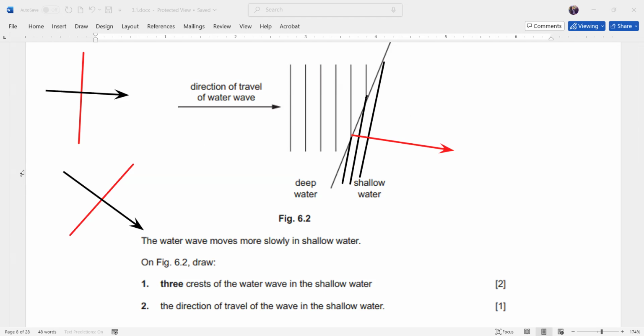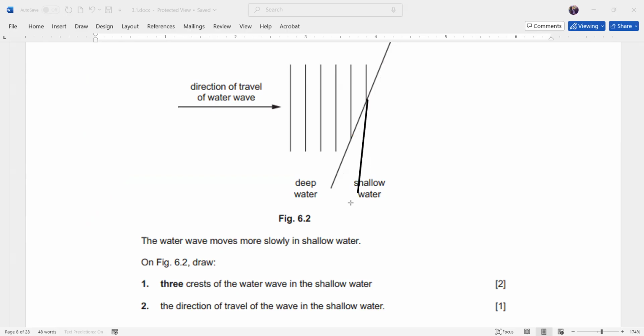I try to make them parallel. It should look parallel. For example, when I drew this one, this is one, then I should draw a parallel line to this first one. Then there will be another parallel line to this one. So they all should be parallel to each other. And what is the direction of the wave travel? The direction of the wave travel is like this.